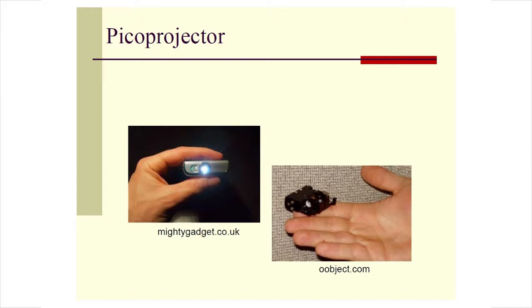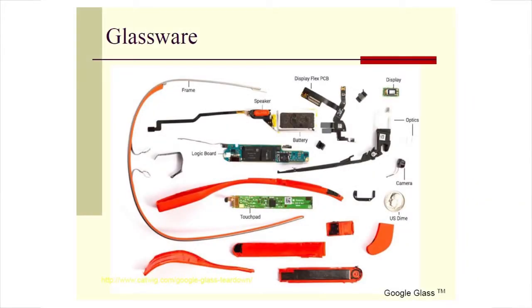First is the projector. I gave two examples here, which my students got from the internet. They are very small. Projectors can be made very small, and they are called pico projectors. And you can also see a projector in the popular and well-known Google Glass.